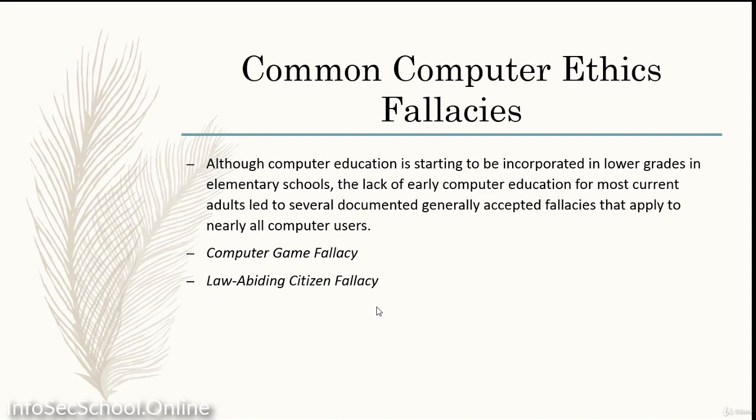And the law-abiding citizen fallacy. Laws provide guidance for many things, including computer use, but sometimes users confuse what is legal with regard to computer use with what is reasonable behavior for using computers. And there is another one, the candy from a baby fallacy. This is a bit of a funny name, but basically it means that illegal and unethical activities such as software piracy and plagiarism are very easy to do with a computer.